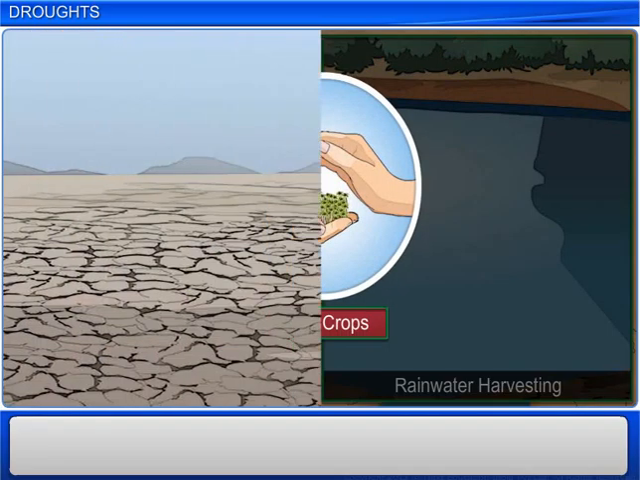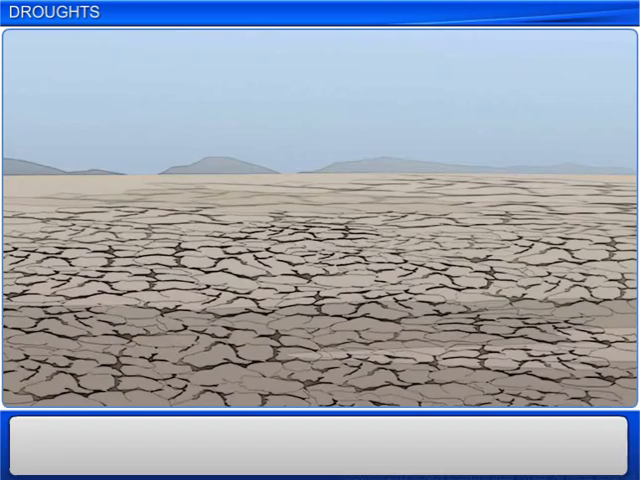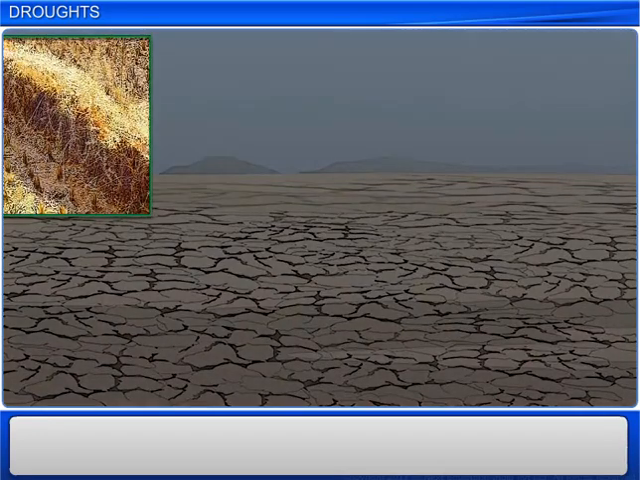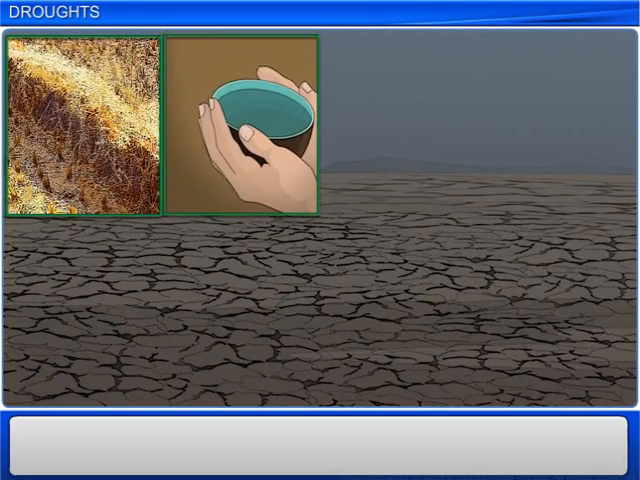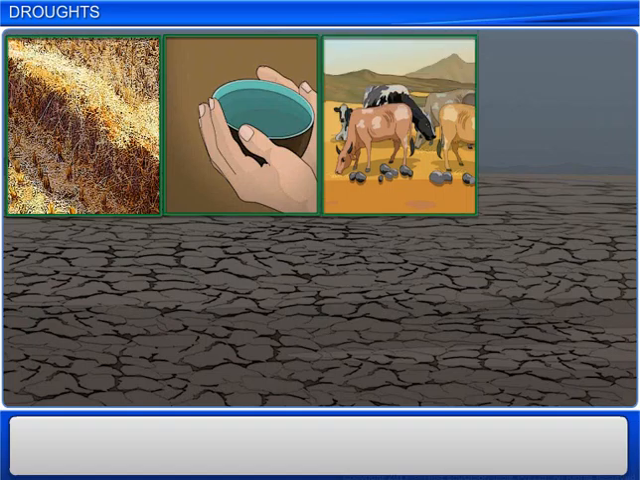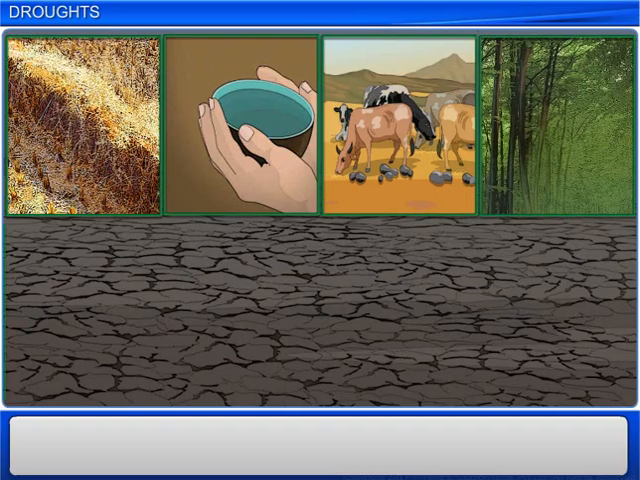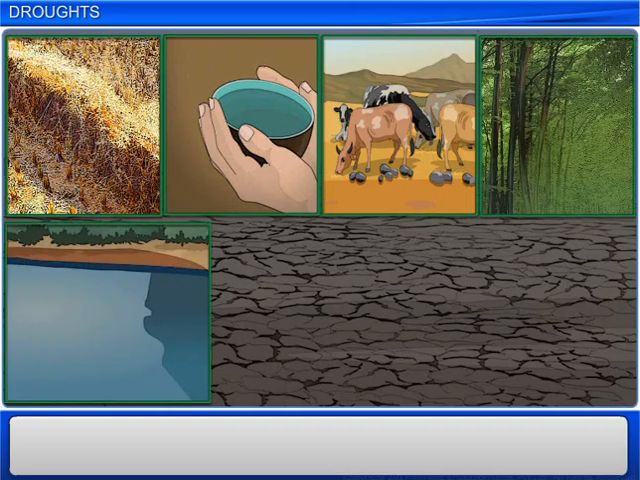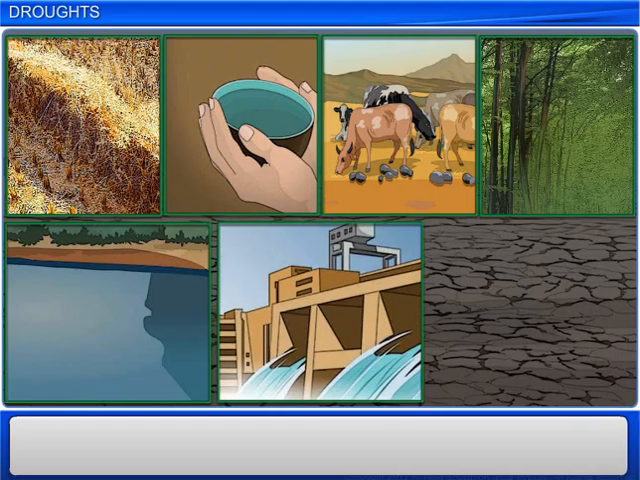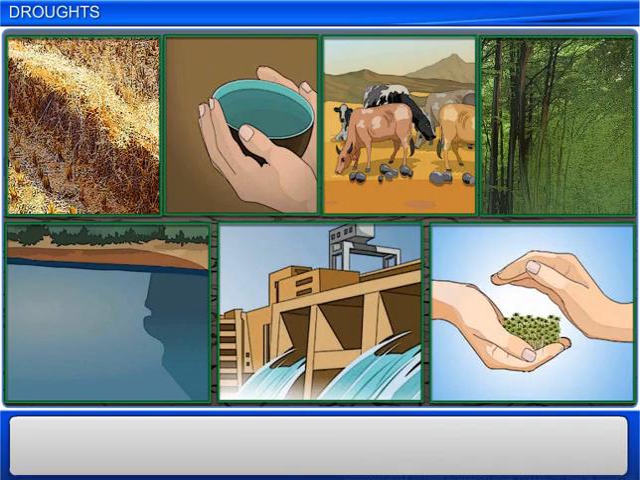As we can see, droughts can wreak havoc and lead to loss of crops, vegetation, and human and animal life. Planting trees, harvesting rainwater, building dams to store excess rainwater, and crop insurance are some of the measures that we can take to cope with droughts.